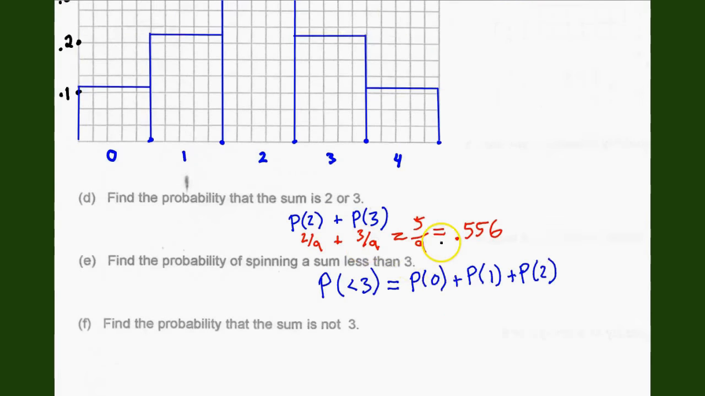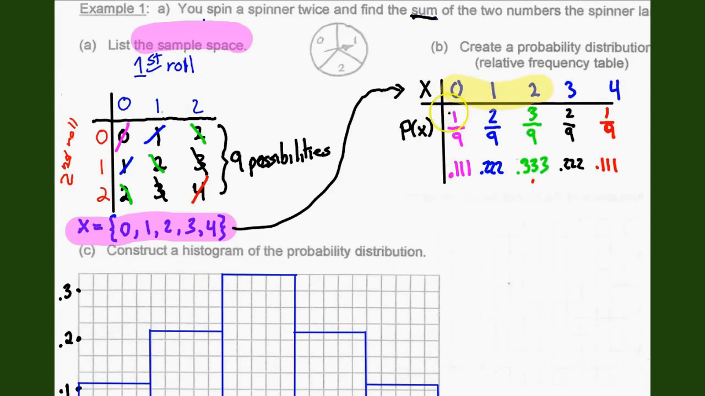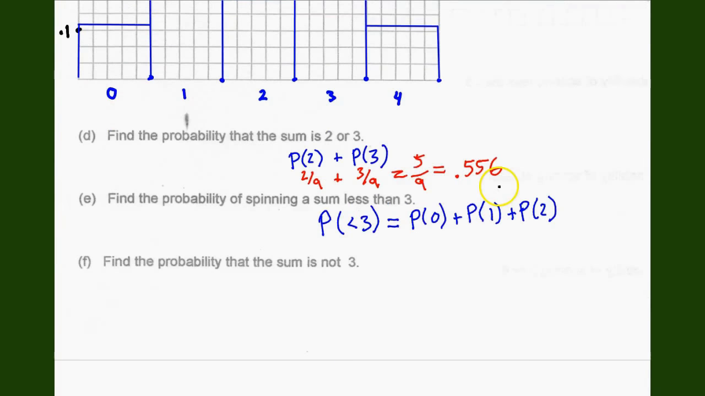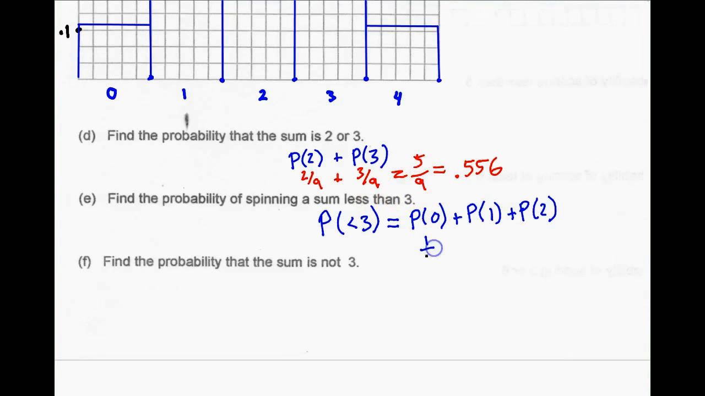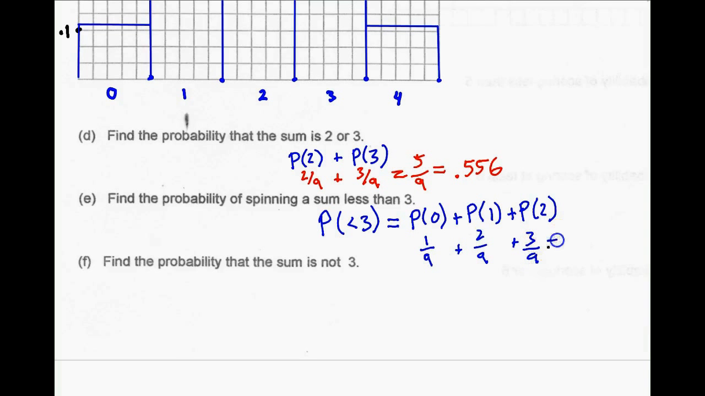All right, so the probability of 0, 1, 2, and 3, 2, 1, 2, 3. So this would equal 6 out of 9, which is 0.667.